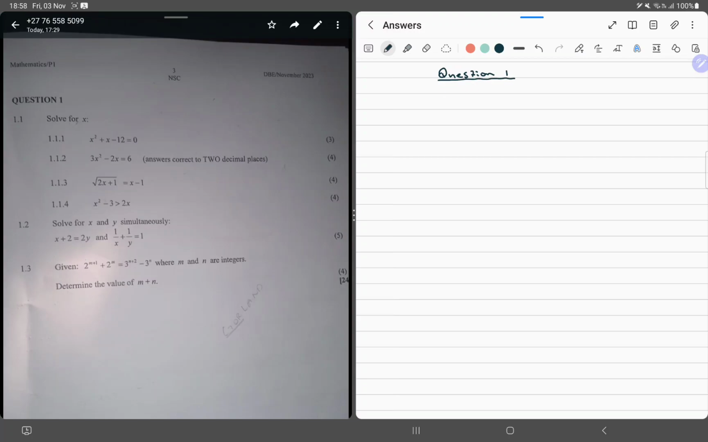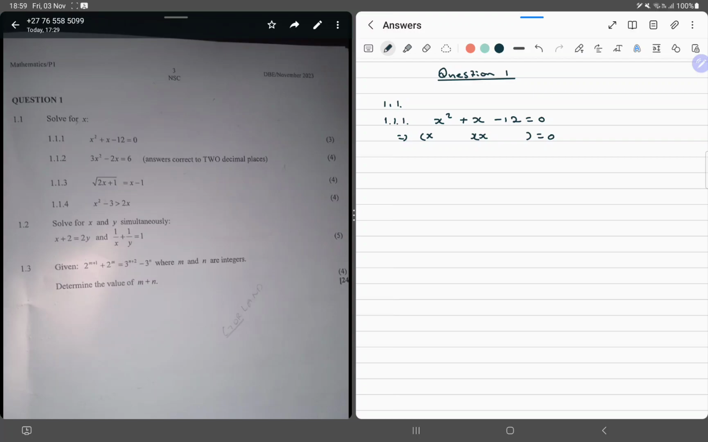Question 1. Okay, so we just go with 1.1 the standard way. 1.1.1. We are given x squared plus x minus 12 is equal to 0. This is our quadratic in standard format. We will almost always win with factorization, but if we don't win, we have the quadratic formula.